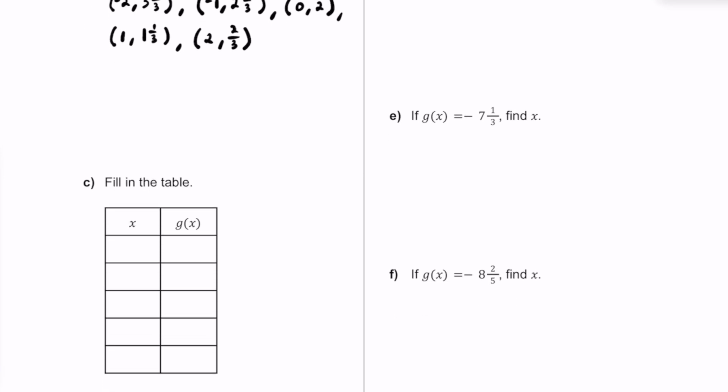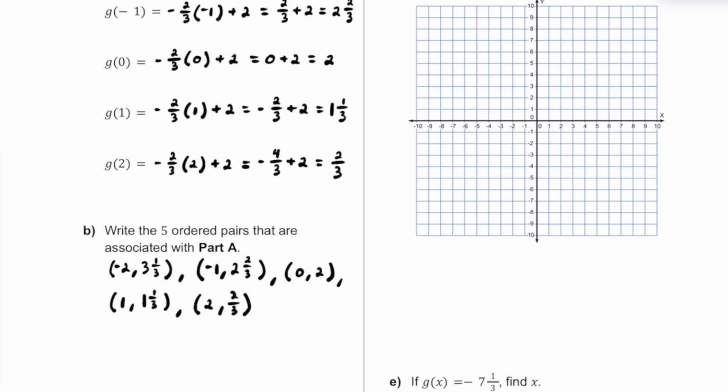So each of our x values are just negative 2, negative 1, 0, 1, and 2. And all their y values, or their g of x values here, are 3 and 1/3, 2 and 2/3, 2, 1 and 1/3, and just 2/3 here. Those are all the y values that go with each x, or those are the g of x values that go with each particular input of x.